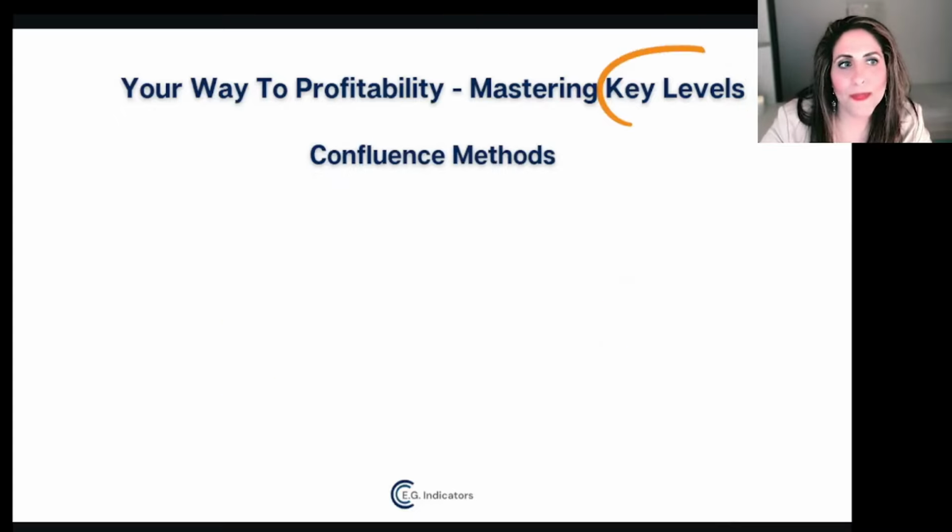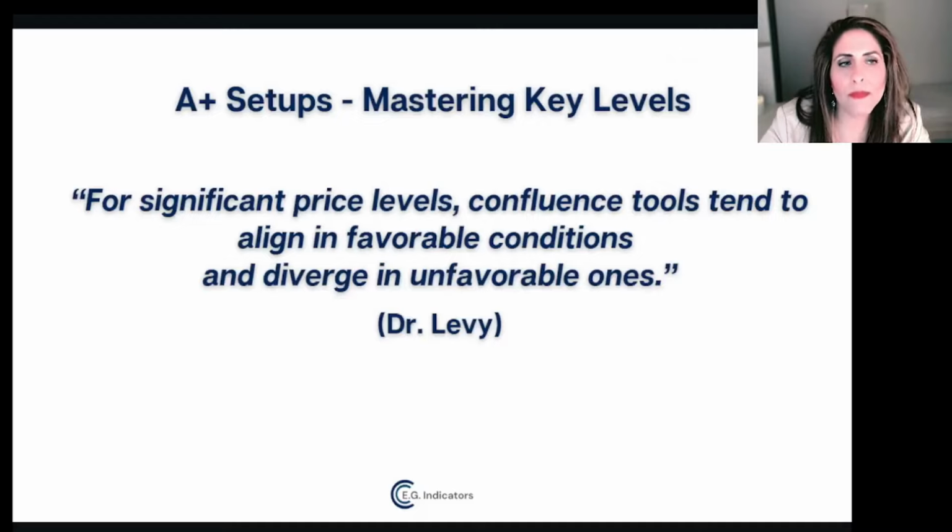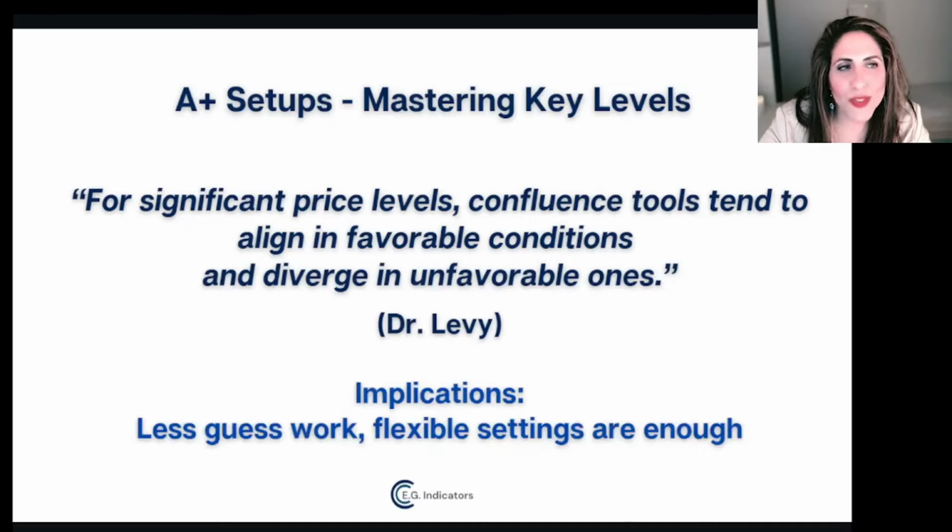are the key. Now, I want to claim the following regarding significant price levels. For accurate key levels, almost every reasonable confluence tool mostly aligns in positive cases and misaligns in negative cases. Think about it. It's crucial since it has implications on the settings of such indicators. They can be much more flexible when considering near significant price levels.